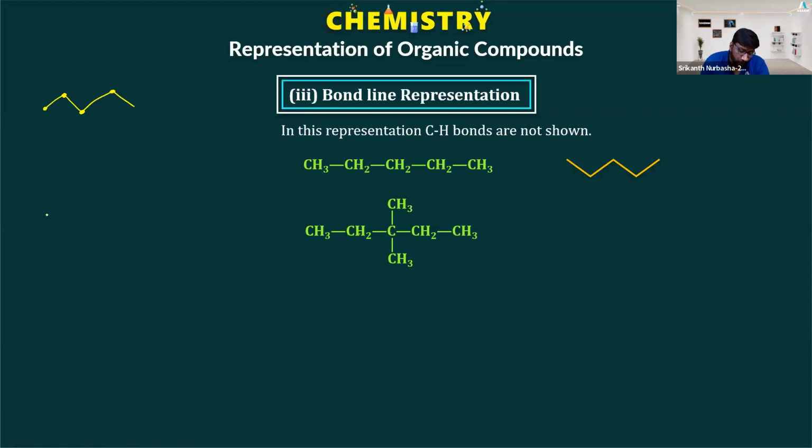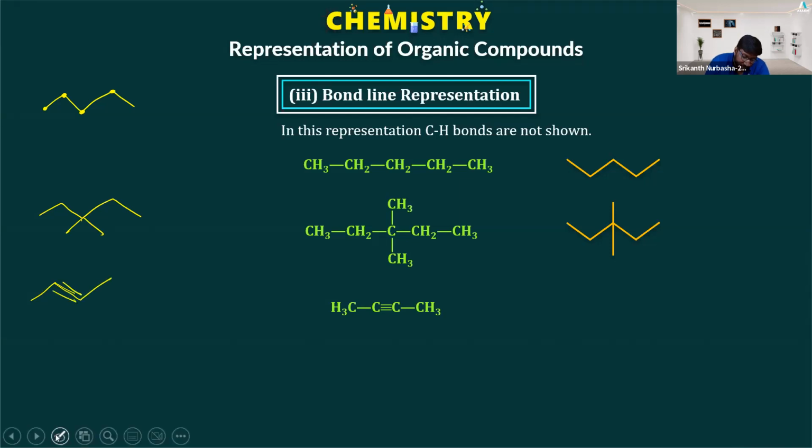How can this structure be represented? 1, 2, 3, 4, 5. And in the third carbon, you have 2 methyls. I can place them like this. Carbon-carbon bonds are there. CH3, C triple bond C, CH3. How many carbons are there in total? 1, 2, 3, 4. So the triple bond you can indicate in this fashion.